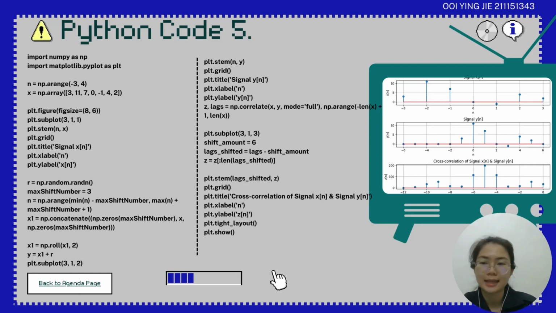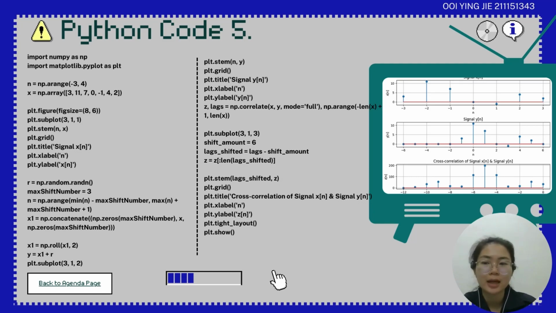Plot yn in the second subplot in a similar manner as the first subplot. Compute the cross correlation of signals xn and yn using np.correlate with mode equal to full, and create an array of lags to represent the x-axis values for the cross correlation using np.arange.